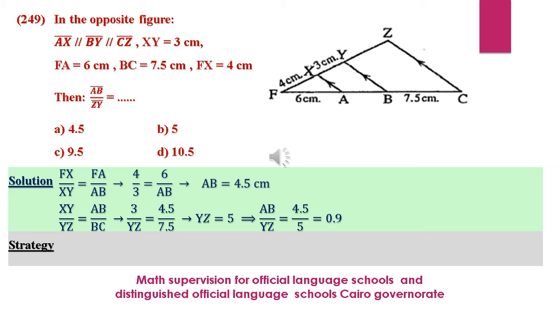And YZ will equal 7.5 times 4 divided by 6, so it will equal 5. Now 4.5 divided by 5 equals 0.9 centimeter.